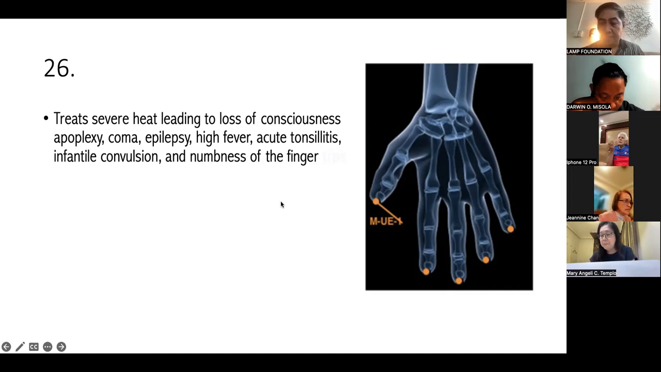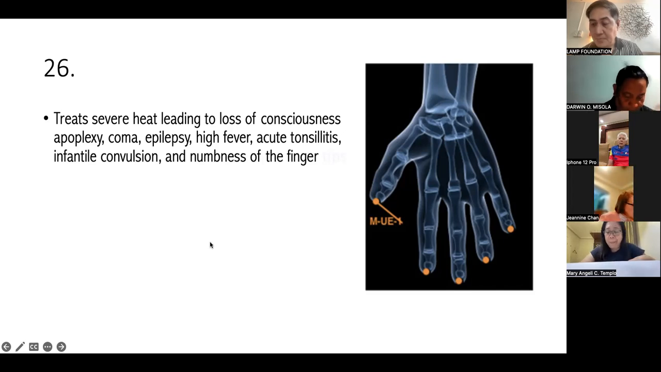Can you see that? It starts with the letter S. Nasa S na tayo. Do you have an answer? Sichuan. Good.